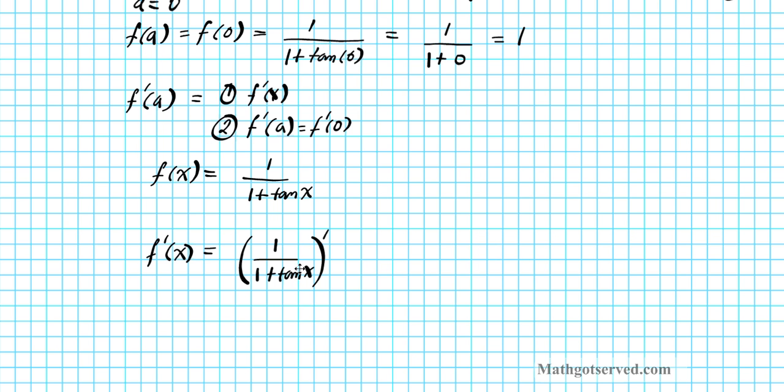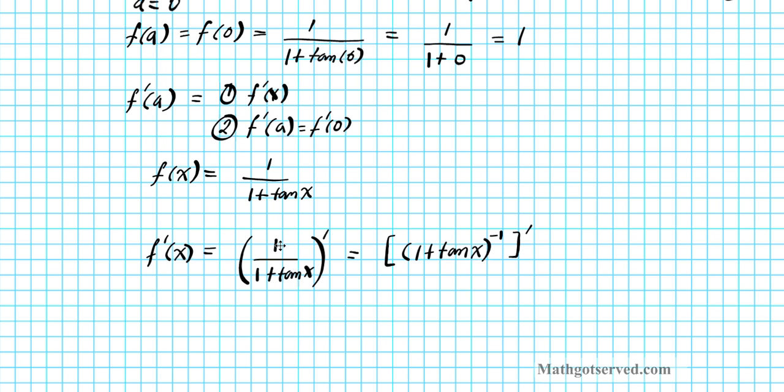So I can use the quotient rule here, but if you notice, the numerator is a constant, so I can simply express this using the reciprocal property of exponents and simply use the chain rule. So this can be written as 1 plus tan x raised to the negative 1. So I'm looking for the derivative of this composite function.